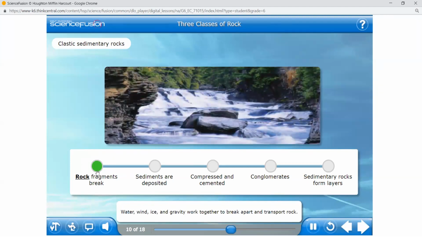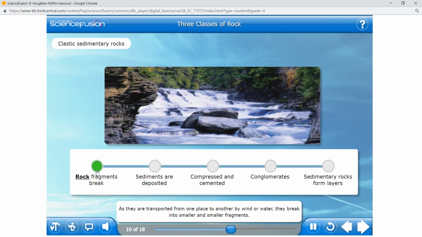Water, wind, ice, and gravity work together to break apart and transport rock. These rocks break away from stream beds, stream banks, and hillsides. As they are transported from one place to another by wind or water, they break into smaller and smaller fragments.